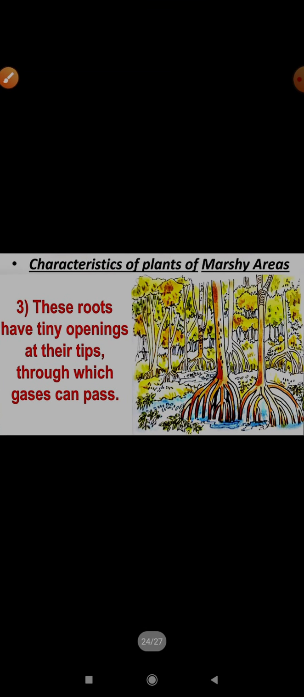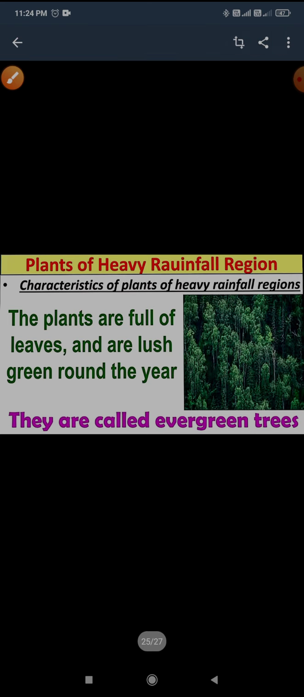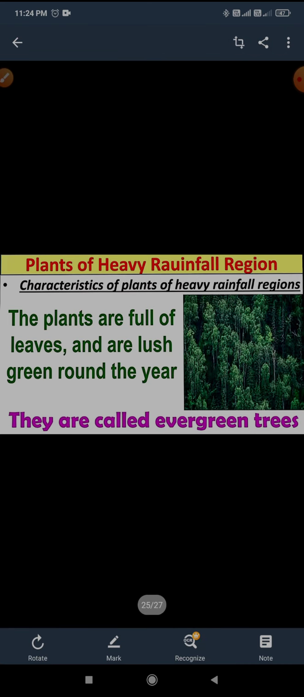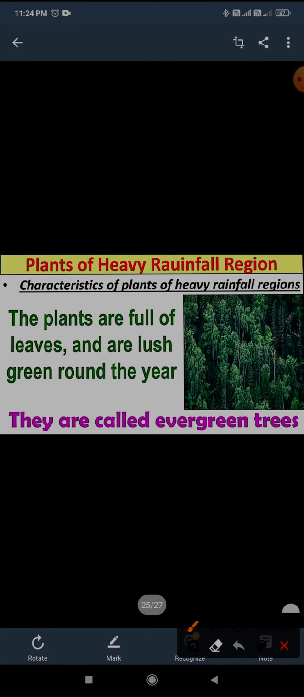See the characteristics of the plants of marshy areas. These roots have tiny openings. You can see here the tiny openings between the roots at their tips, through which gases can pass. Oh, one more is there. Sorry. Plants of heavy rainfall region.